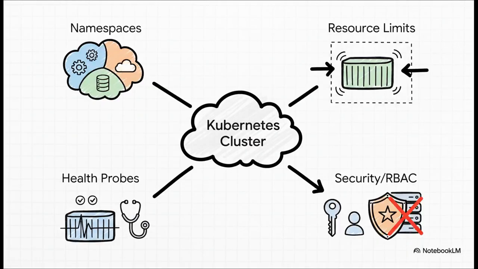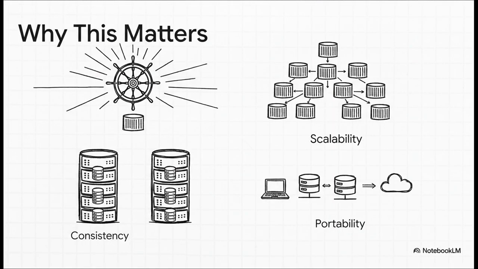Of course, just using this stuff isn't enough. To run it well in a real production environment, you have to be smart about it. There are some key best practices that are just not optional. Things like using namespaces to keep things tidy, setting resource limits so one app doesn't hog all the power, using health checks so Kubernetes knows if your app is actually working or just pretending to, and, of course, locking everything down with proper security.